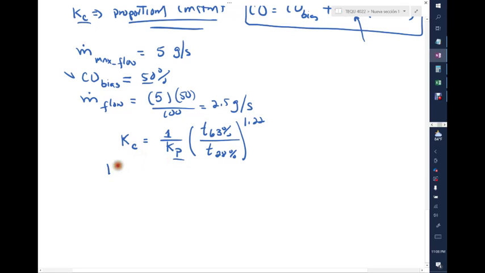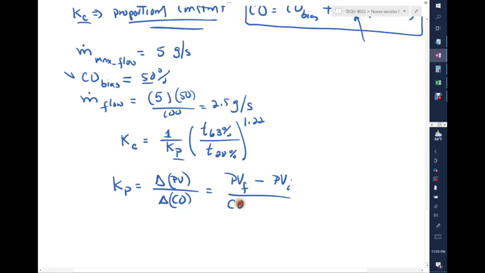Well, Kp is the process gain, how sensitive this process is. It's calculated like this: delta PV, the change in the process variable from one value to another, divided by the change of CO. What that really means is the PV final on this study minus PV initial divided by CO final minus CO initial.